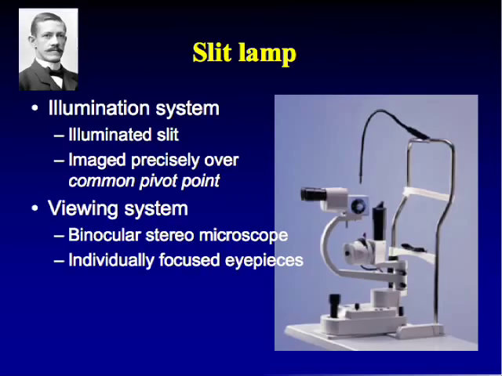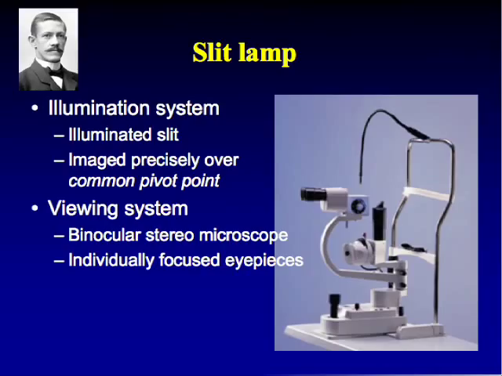So that's keratometers. Next is a slit lamp. And the key, there's Goldmann again. When he wasn't busy winning a Nobel Prize, he was off inventing the slit lamp. And that is the key advance. When I say slit lamp, I want you to think common pivot point.